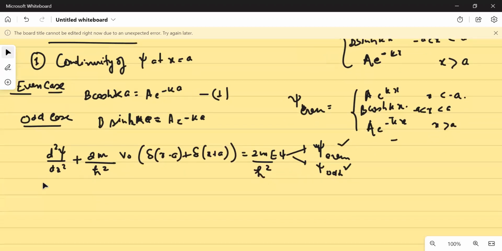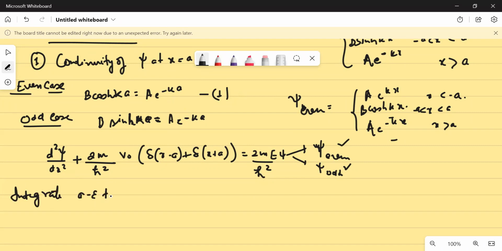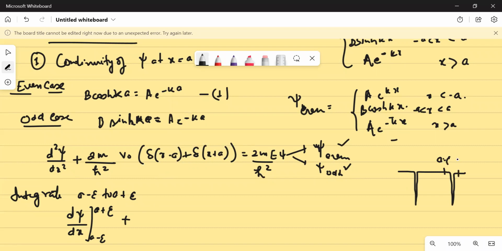So what I would do is integrate it, because I've taken the continuity condition at A. I would integrate this particular differential equation from A minus epsilon to A plus epsilon. And if I integrate from A minus epsilon to A plus epsilon, it will give me dψ/dx from A minus epsilon to A plus epsilon. And then this particular term will become 0, because this is the Dirac delta function that is situated at x equal to minus A. So if I'm integrating from A minus epsilon to A plus epsilon, the other Dirac delta peak would not come. So this is 0. Is that clear to you?